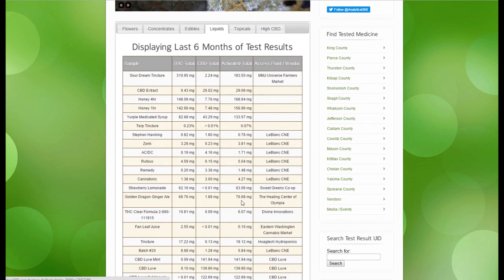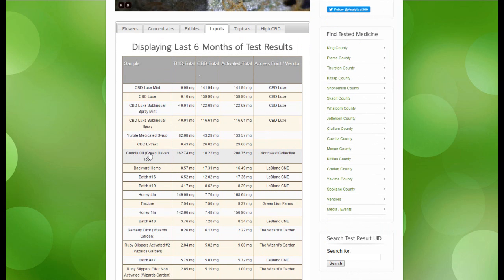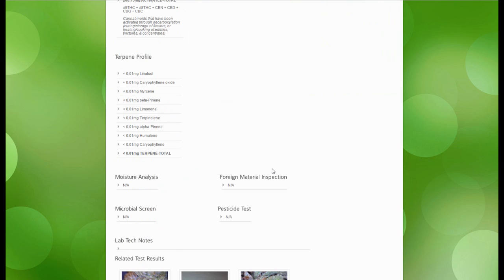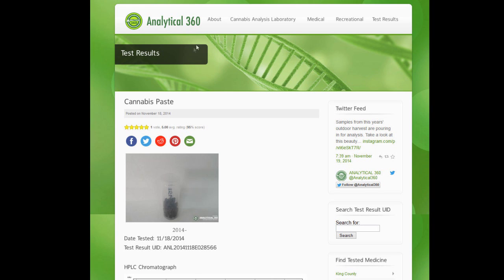So let's take a look at another product. Let's take a look at this one. There you go, nothing again. If you go to Analytical 360, we have an older test that's for cannabis paste. Keep in mind that cannabis and hemp are identical when it comes to the bud. There is no difference other than the levels of cannabinoids.